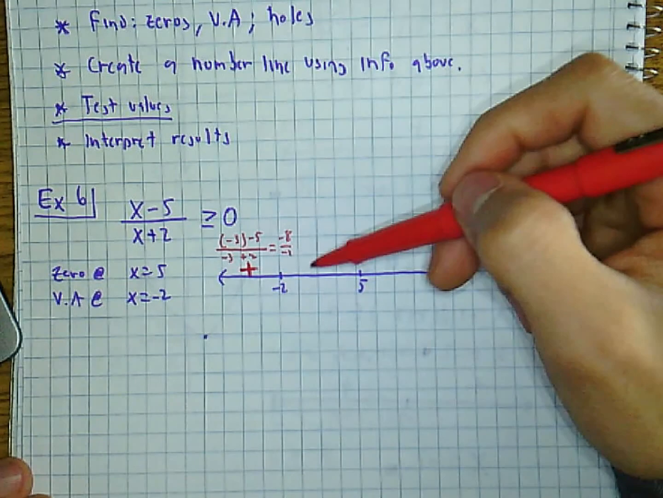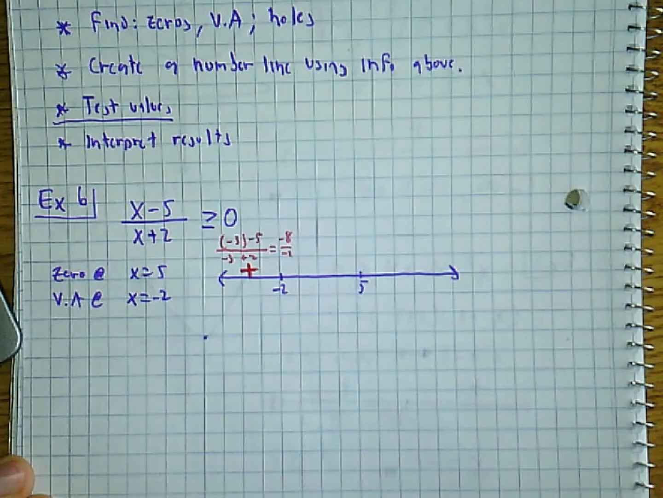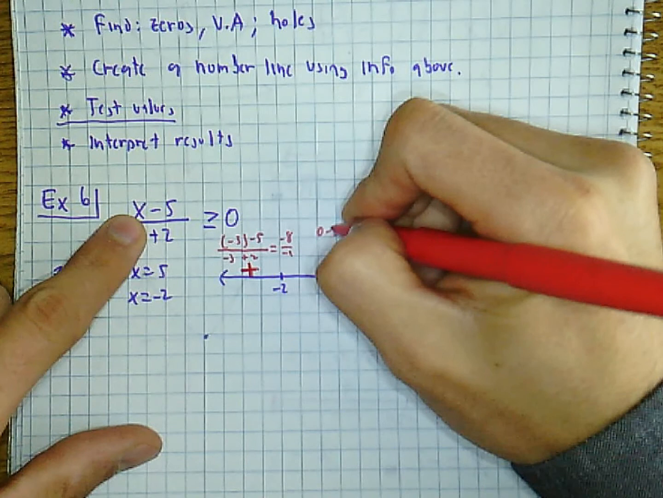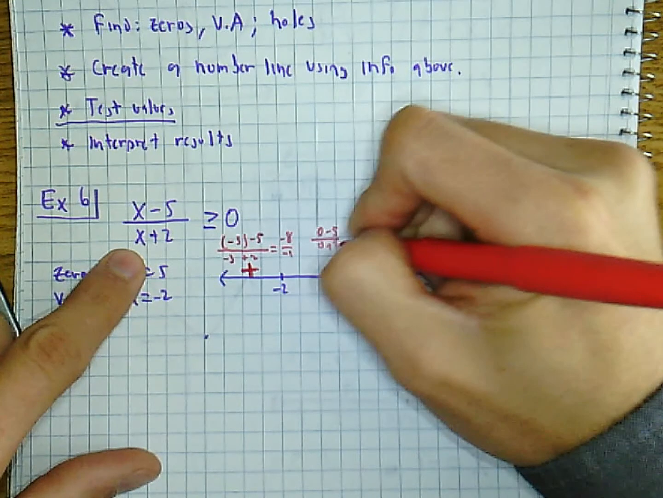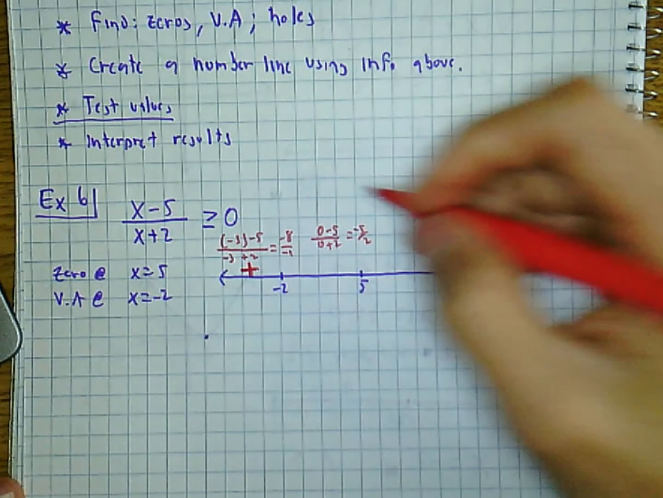So if I try 0, I'm going to go ahead and write it here. So that's going to be 0 minus 5 over 0 plus 2. That gives me a -5 over 2. -5 divided by 2 gives you a negative number, and that's really all I care about.